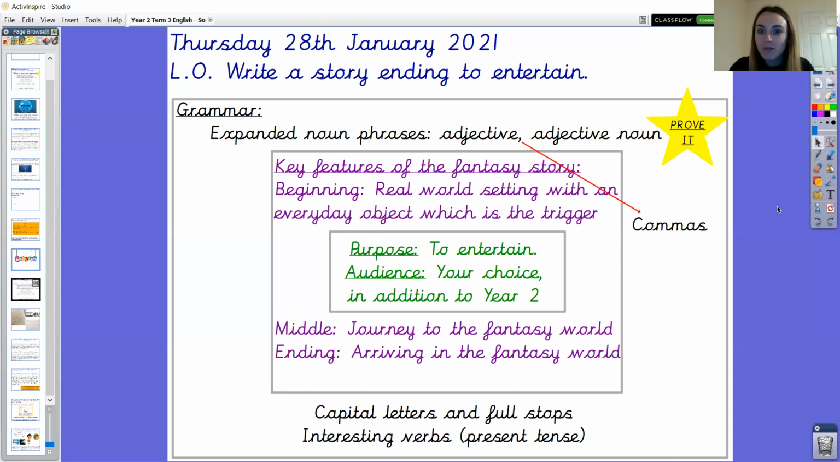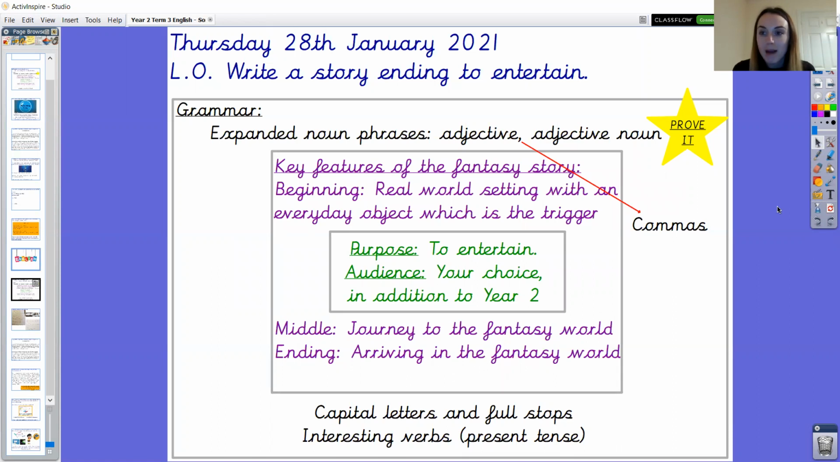And now let's think wider about the key features of our fantasy story. So of course I've shared the beginning and the middle with you already, which we'll revisit together today. In the beginning, there's a real world setting with an everyday object, which is the trigger, which was the washing machine. In the middle, there's a journey to the fantasy world, which was a very short journey as the character dived in through the washing machine and went swimming through. And then the ending, which is what you're going to be describing today, is the arrival in the fantasy world, so describing what it's like there.